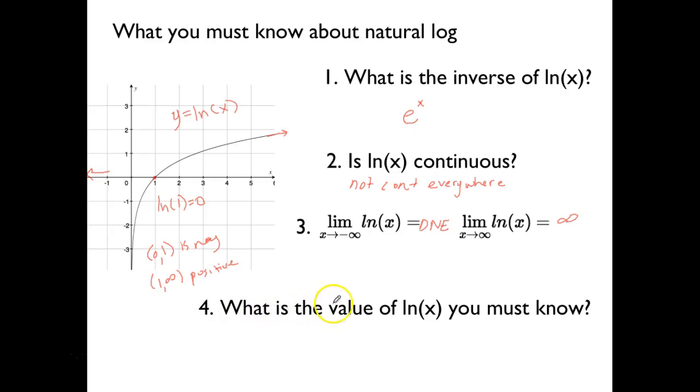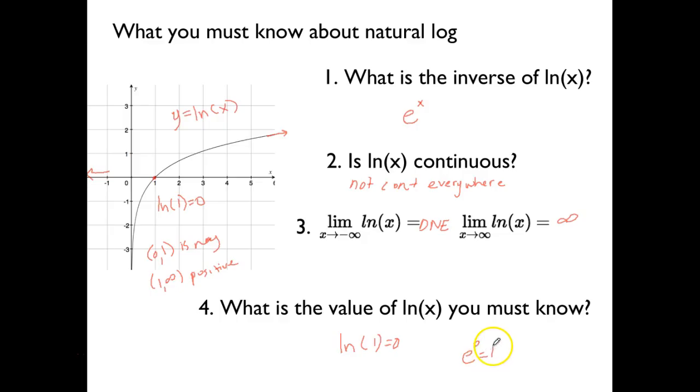Last thing, what is the value of natural log of x that you must know? We just spoke about it: natural log of 1 is equal to 0. Remember, the other one you should know with e is the inverse of it, which means you can switch the x and the y. e to the 0 equals 1.